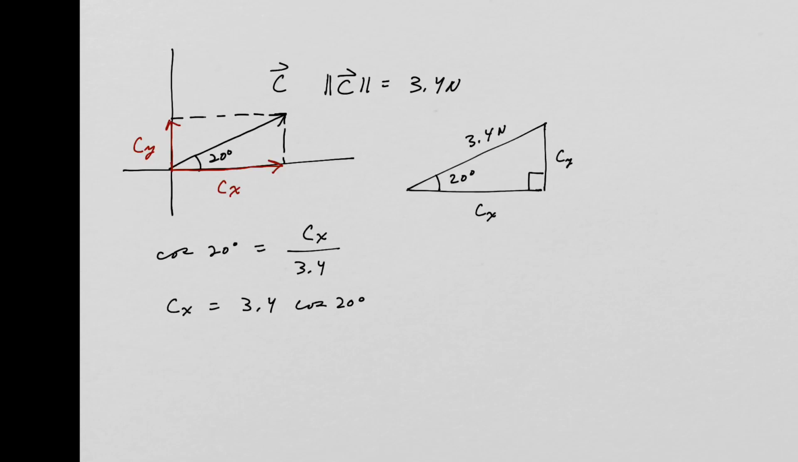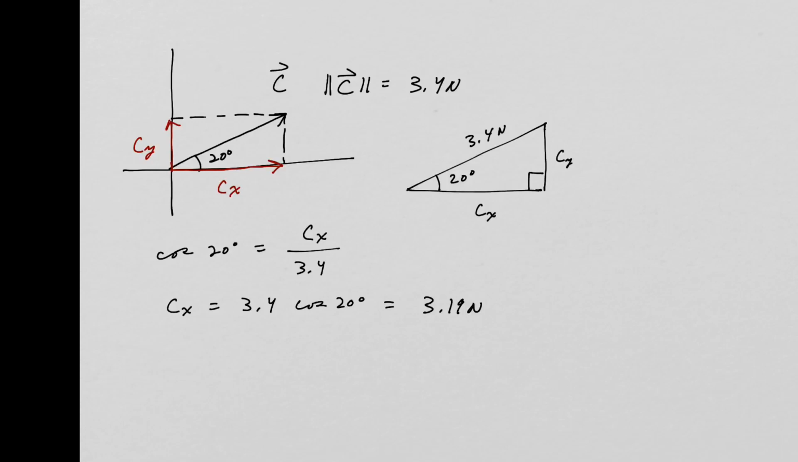Right? That's why I keep saying, as long as you use the reference angle, the X component will always involve the cosine, the Y component will always involve the sine. Okay, in this case, this is equal to 3.19 newtons. And it's positive, right? Because CX is going to the right.